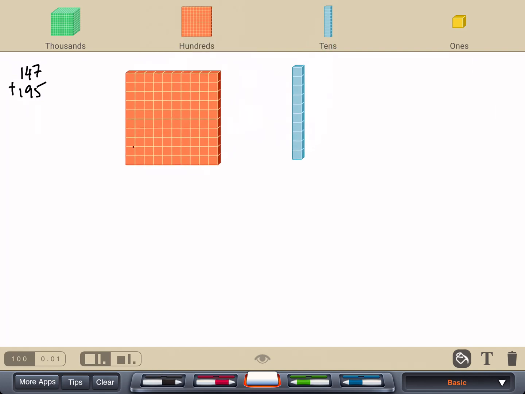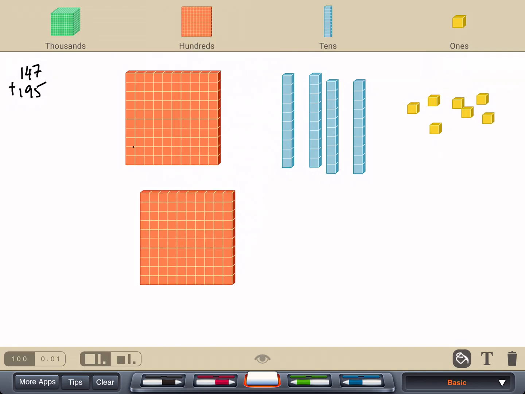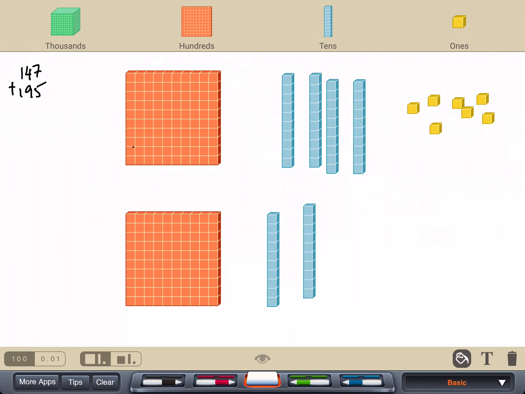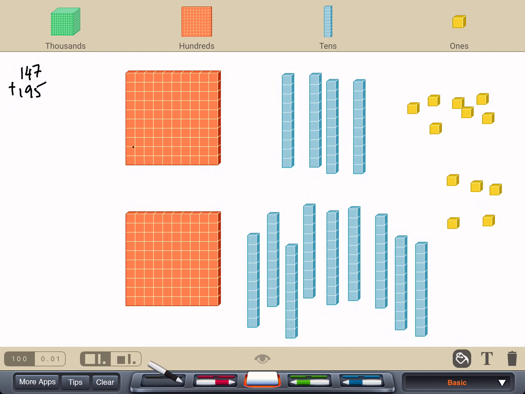So we have 147 with base 10 blocks: 1 flat, 4 rods, and 7 singles, and 195: 1 flat, 9 rods, and 5 singles. So is this correct? 147 and 195.